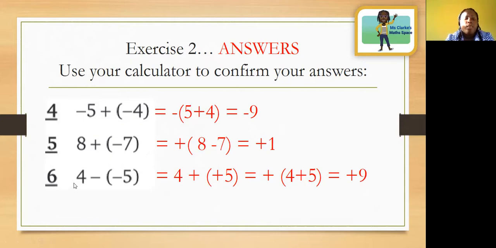Question 6. We have 4 take away negative 5. So when we're taking away, we need to change it to a plus sign and add the additive inverse. The additive inverse of negative 5 is going to be positive 5. So you're going to end up getting 4 plus positive 5, which would be positive 9. And that's it.